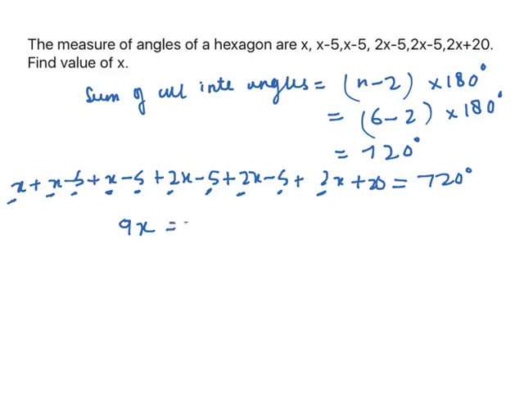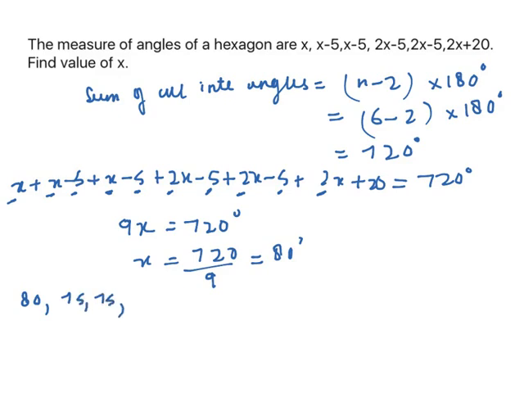We will have 9x is equal to 720 degrees. Now x will be equal to 720 divided by 9. That will give us 80 degrees. It means the value of x is 80 degrees. Now we can find out the value of each measure. X minus 5 means 80 minus 5. So two angles will be of 75.